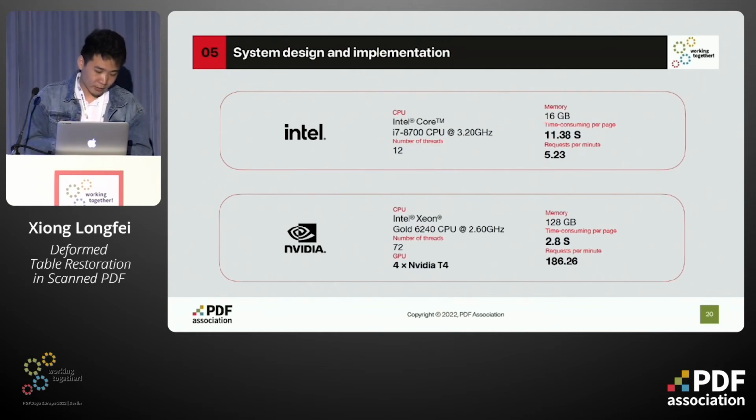Our online service is deployed on the cloud with GPU, taking a 4-card T4 as an example. The conversion speed is 186 pages per minute, and a single page takes 2.8 seconds. It seems to be quite resource intensive, but efficiency improvement is still very obvious compared with human handworking.